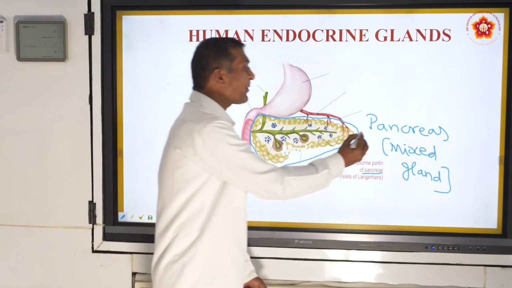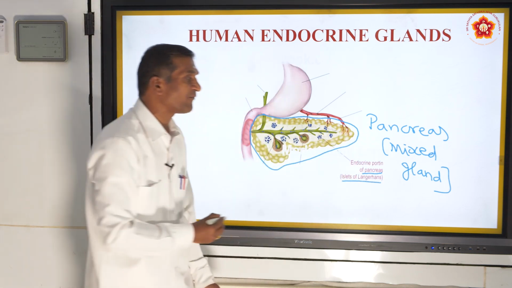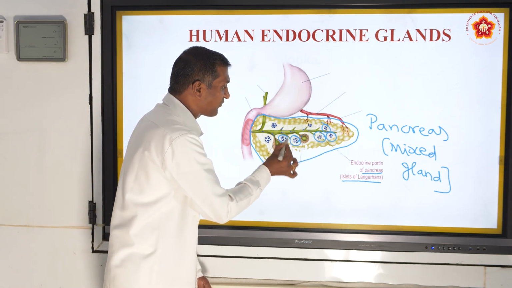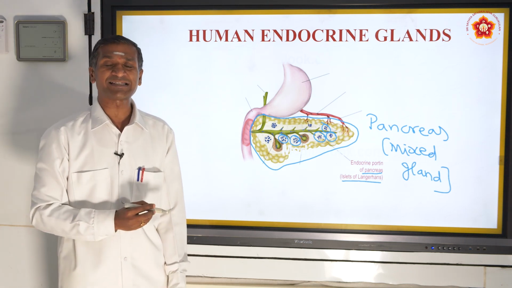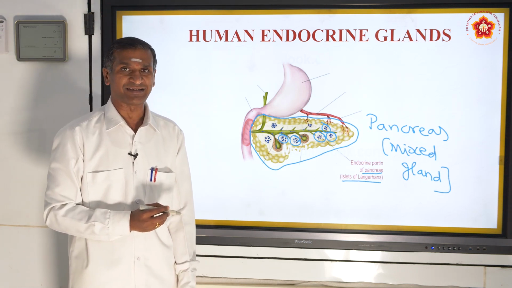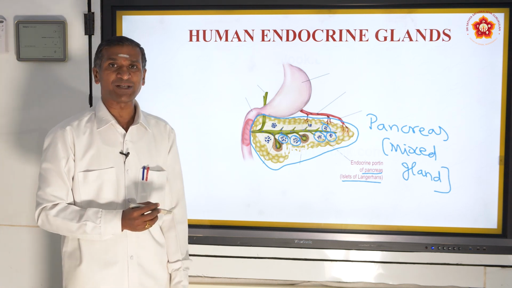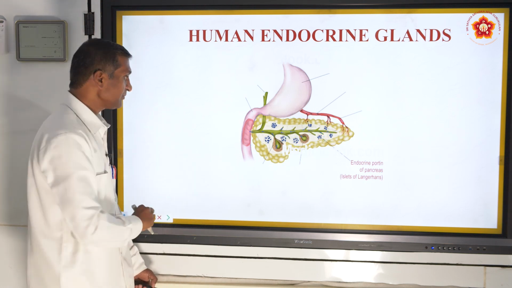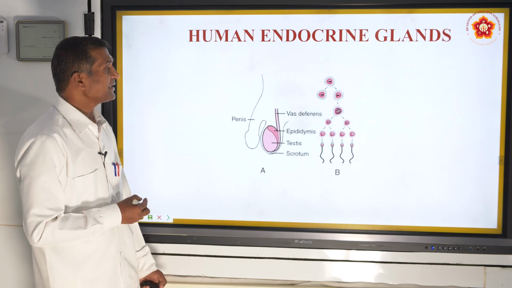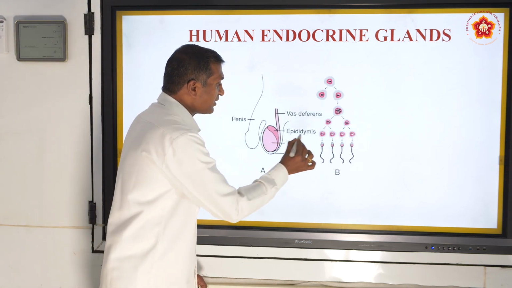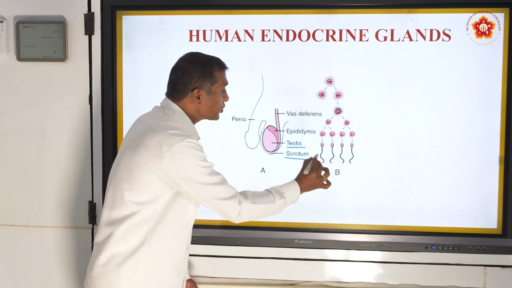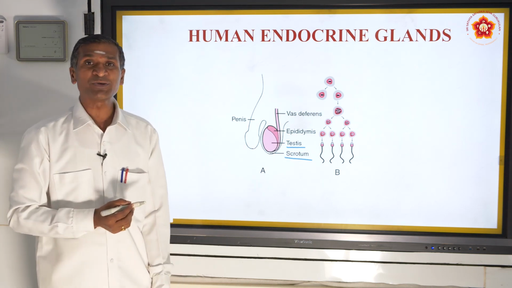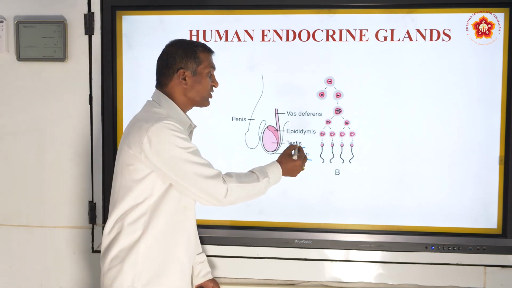The endocrine part of the pancreas is called the islets of Langerhans. When you observe here, you can see the small dots. These are the islets of Langerhans, which function as the endocrine part of the pancreas. And they produce the insulin hormone and the glucagon, which we will study further. The next is the testes, located in the scrotum, the male reproductive organ which produces the sperms for reproduction.